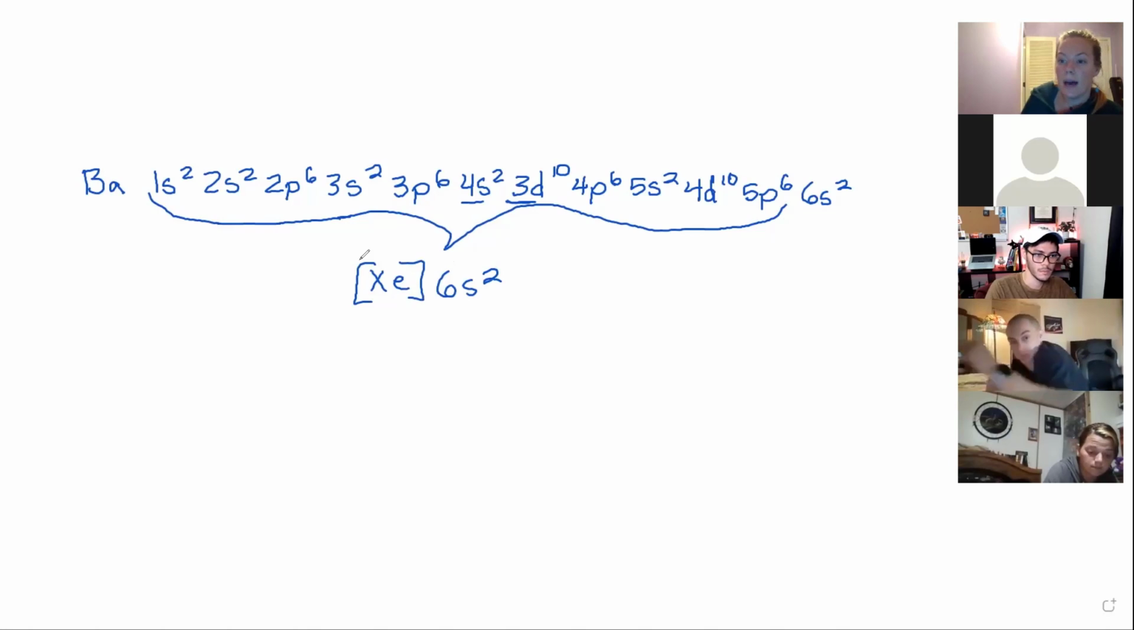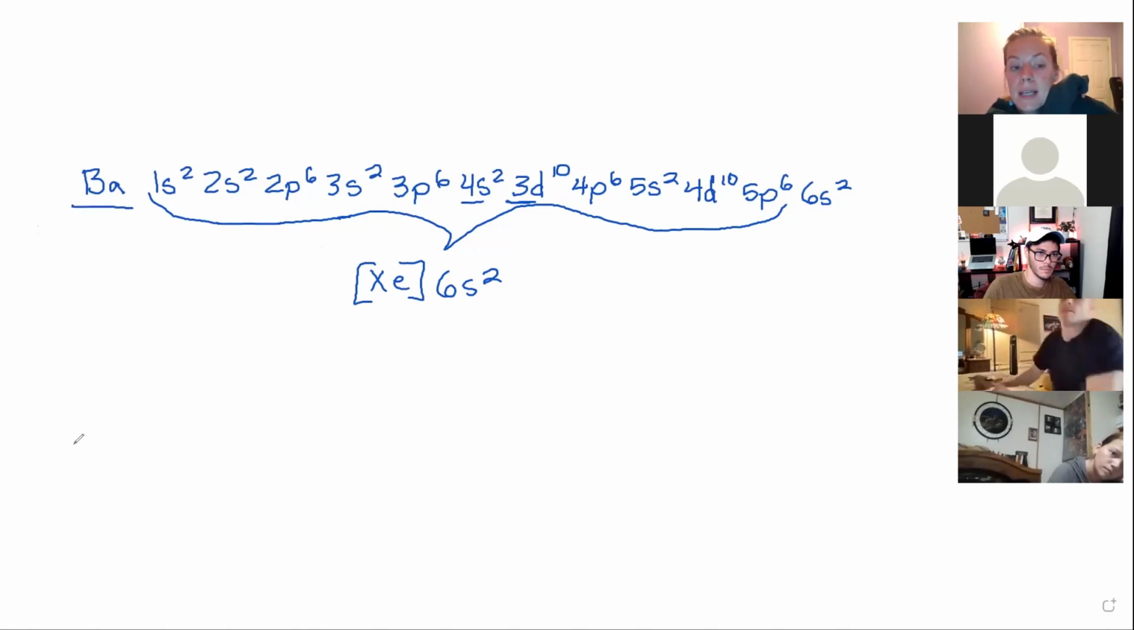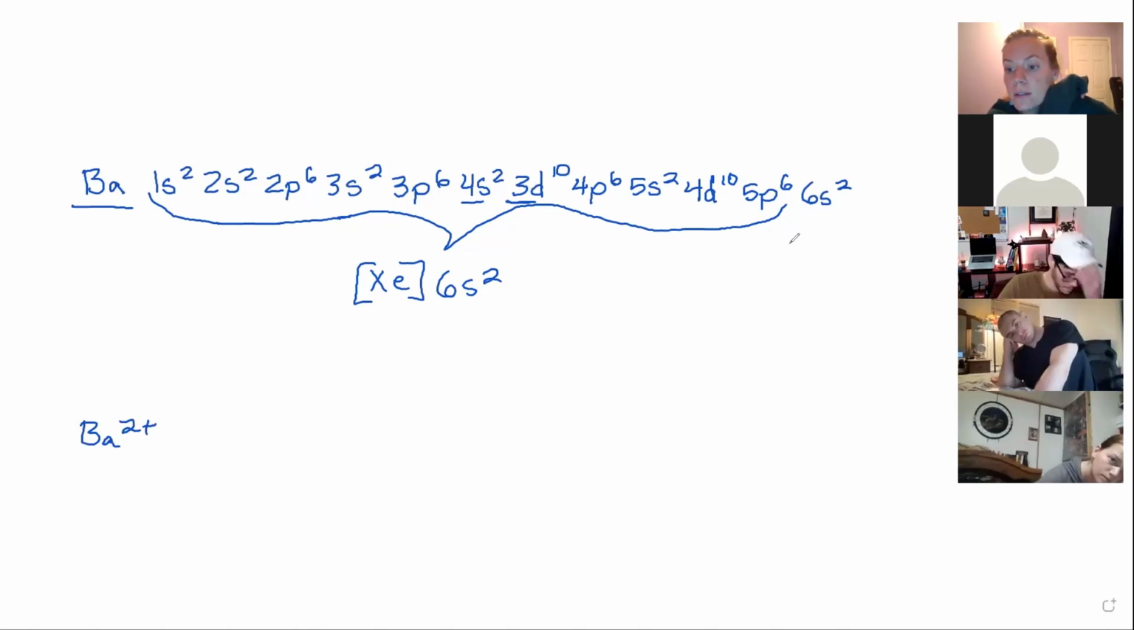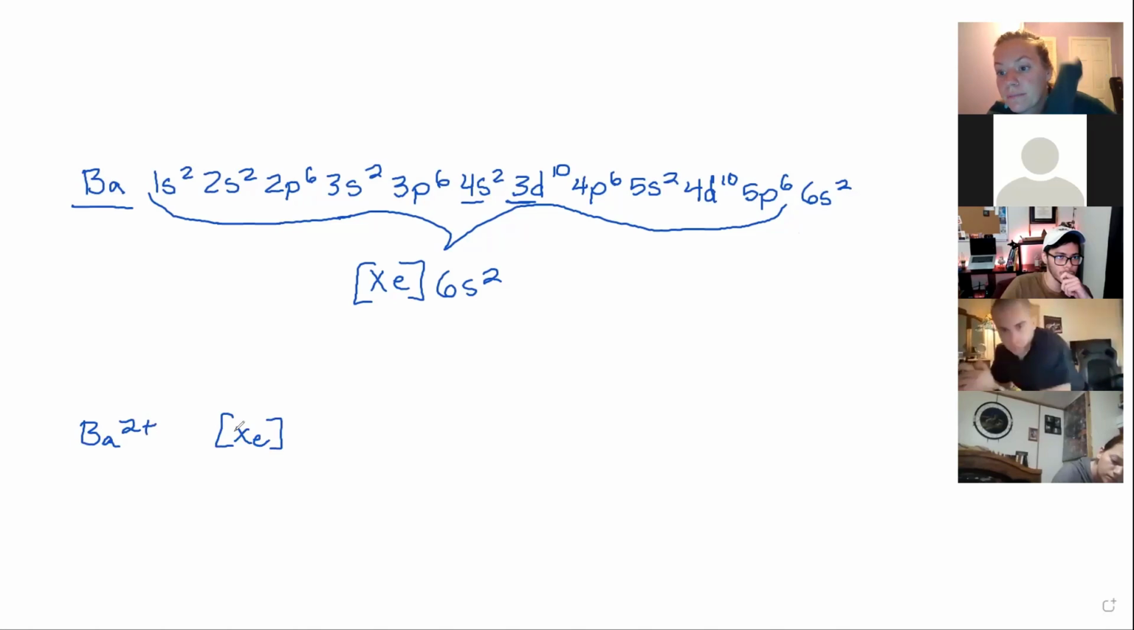Any questions with that, with the filling order, with the abbreviation? If instead of barium, I happen to ask you to do barium with a 2+, that would mean you would take what its normal configuration is and you'd strip off those last 2 electrons, right? Which would just end up being the xenon configuration.